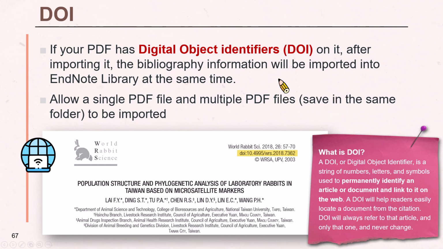DOI started to be applied to published articles around 2000, so it will not work for older articles without DOI or those scanned documents or Chinese documents. If your PDF has DOI number on it, after importing the PDF, the bibliography information will be imported into EndNote at the same time. You can import a single PDF or multiple PDF files. When importing the PDF, you must connect to the internet.